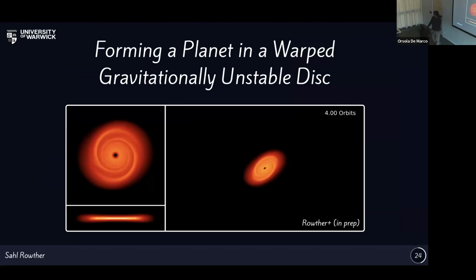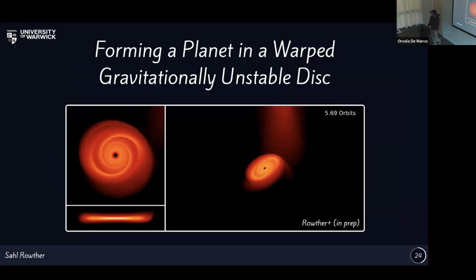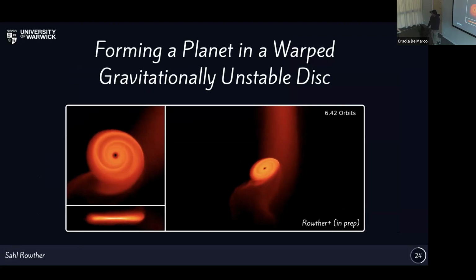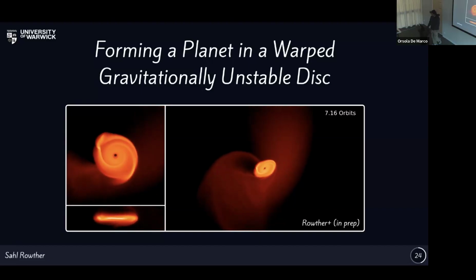So in this video, we'll see what happens when the infall interacts with a gravitationally unstable disk. You can choose your favorite view. The top left is the face-on view, where you can see what happens to the spiral structures. Bottom left is the edge-on view, where you can see how the disk becomes warped. And the view on the right is just a zoomed out view.